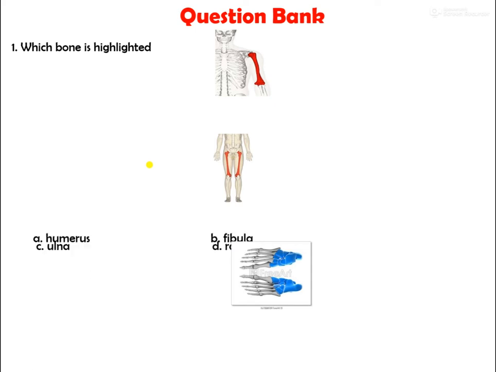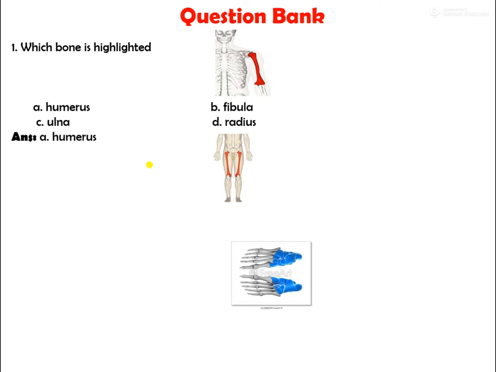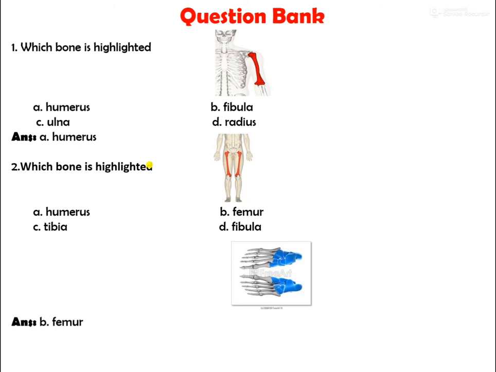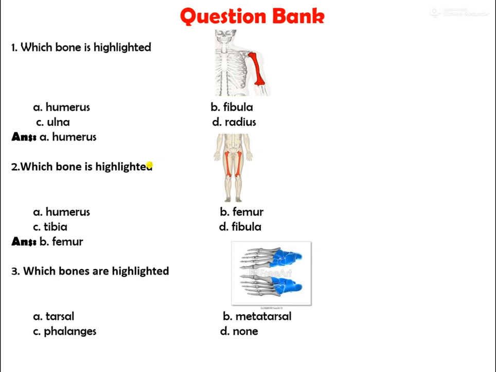Question bank. Which bone is highlighted? Options are humerus, fibula, ulna and the radius. Answer is humerus. Which bone is highlighted? Again the humerus, femur, tibia and the fibula. Answer is the femur. Femur is the largest bone. Which bones are highlighted? Again the tarsal, metatarsal, phalanges and the phalanges.